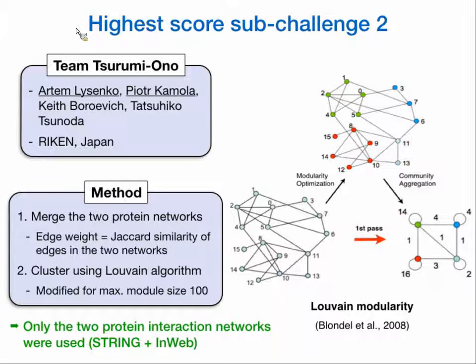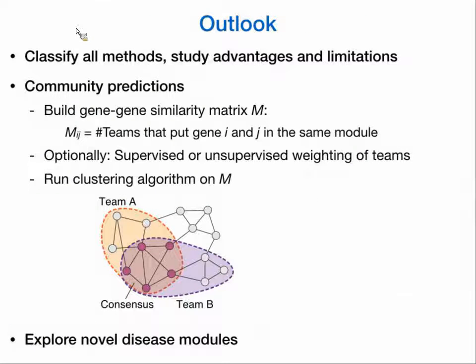Just an honorable mention for the highest score goes to this team from the Riken Center in Japan. They basically merged the two protein networks. They didn't use all the other networks, and it's telling that the method that used only two of the six networks did best. It's the two protein interaction networks, so it's basically similar information. They merged these networks, and then used the standard clustering algorithm, Louvain, which is a state-of-the-art algorithm. I will not explain this here, but they got a good score like this, though again, they didn't substantially outperform predictions from single networks.